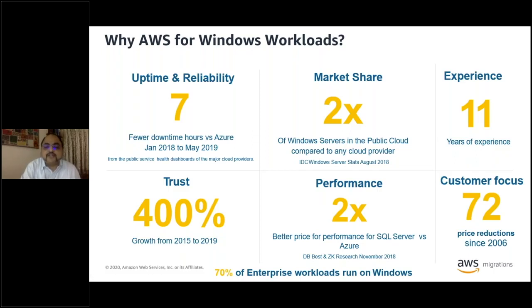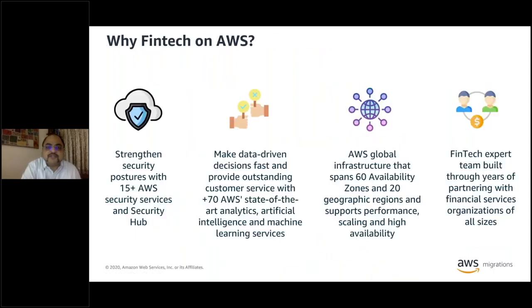70% of enterprise workloads run on Windows. So now you know how serious AWS itself is about Windows workloads. So why fintech on AWS? One of the biggest reasons is security. There are lots of tools provided to strengthen your security posture, more than 15 such security tools, for you to increase your posture to meet any kind of compliance that you may have.